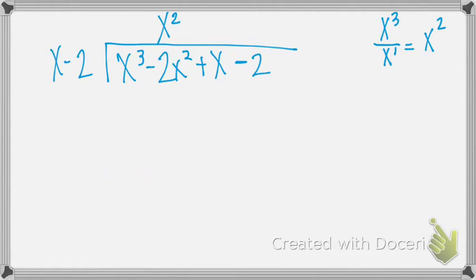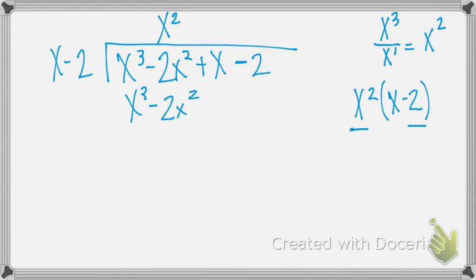So now, we multiply x squared and x minus 2. So an x squared times an x is an x cubed. And then an x squared times a negative 2 is a negative 2x squared. Are y'all following me? Kinda? Now, we've divided, we multiply, and now we do what? Think about long division. You subtract.